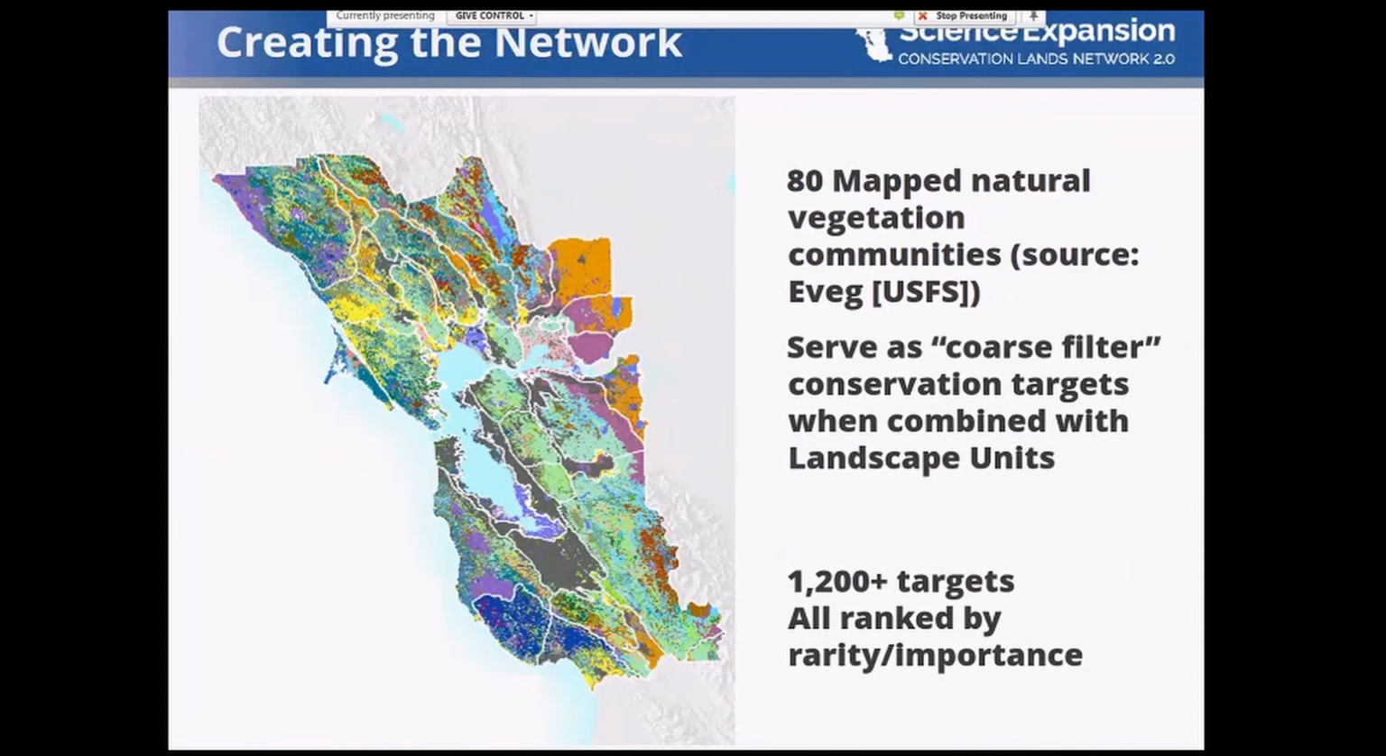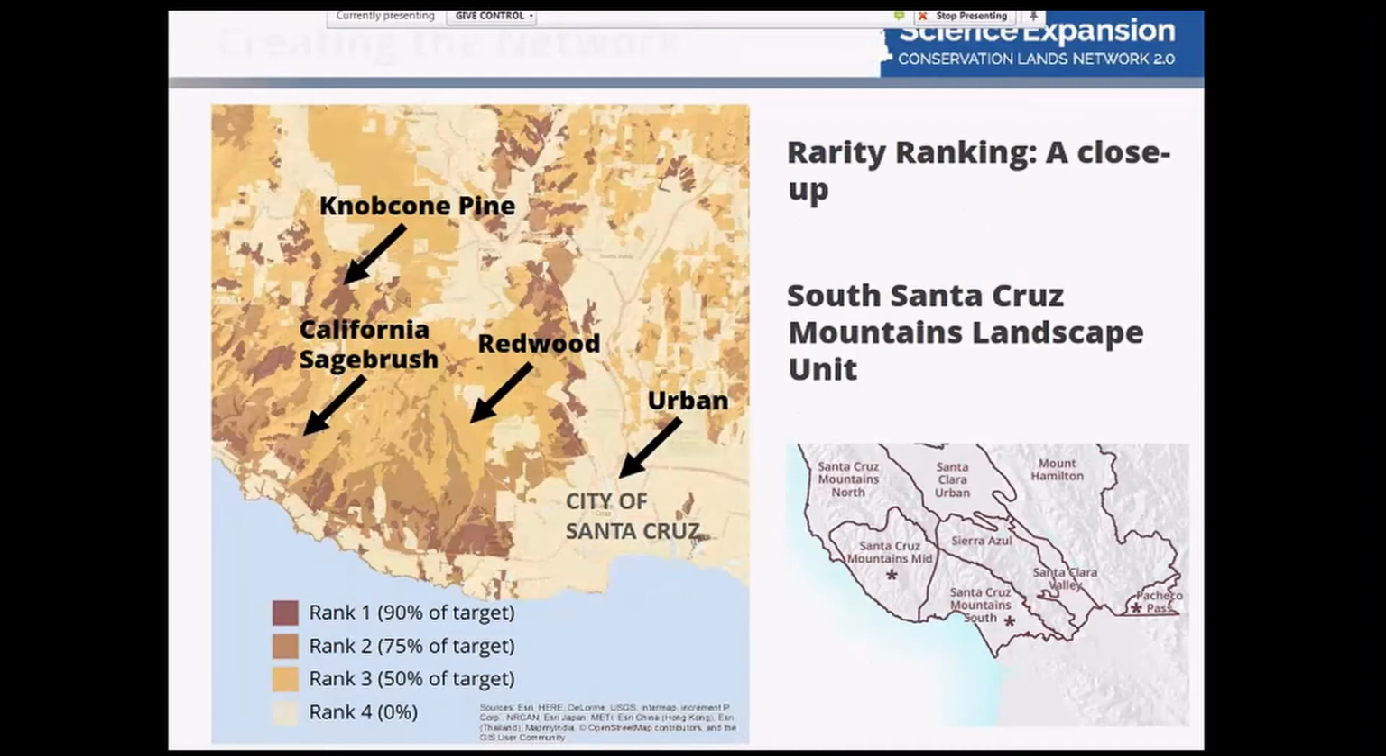And each one of those 1,200-plus targets was ranked by our vegetation focus team. If we were to zoom in, I just chose a spot in Santa Cruz County, located in the South Santa Cruz Mountains Landscape Unit, we would see some rank 1, rank 2, and rank 3 habitats. This is what our focus team did. They looked at each one of these coarse filter targets and ranked it based on rarity and importance.